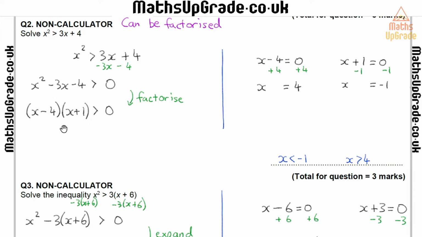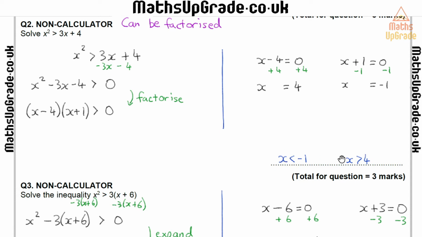What I'm now going to do is put each of these brackets equal to 0. So x minus 4 is equal to 0, which means x equals 4 by adding 4 to both sides. And x plus 1 equals 0, which means if I subtract 1 from both sides, I'll get x equal to negative 1. So here's your solution.